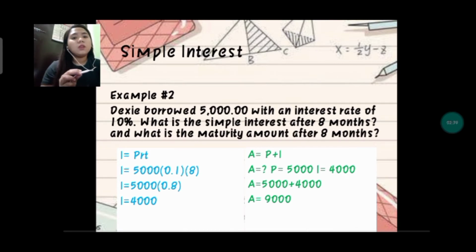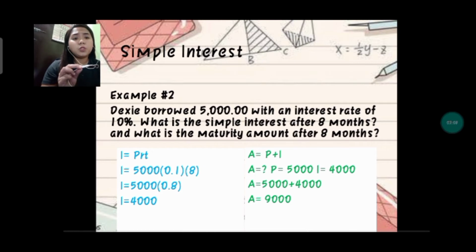First, we will just use the simple interest formula. I = P × R × T, where P is 5,000 times the rate. The rate is 10%. 10 divided by 100 equals 0.10, times 8, because it says after 8 months. So 5,000 times 0.08 is equal to 4,000, which is the simple interest after 8 months.